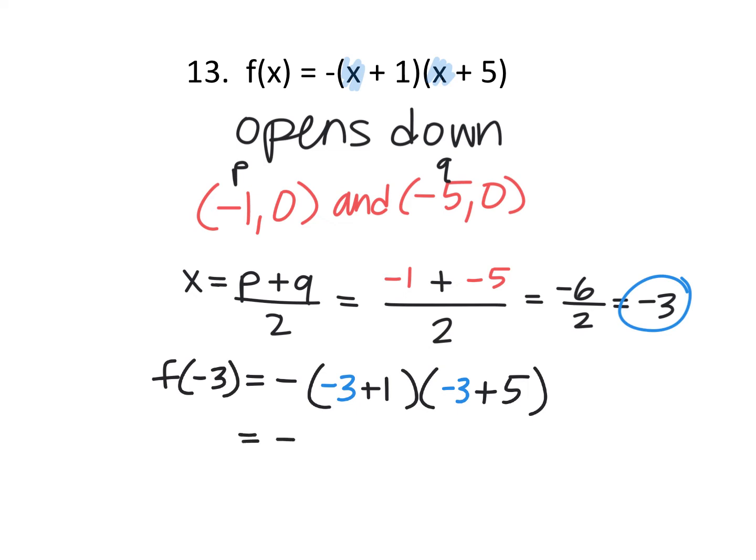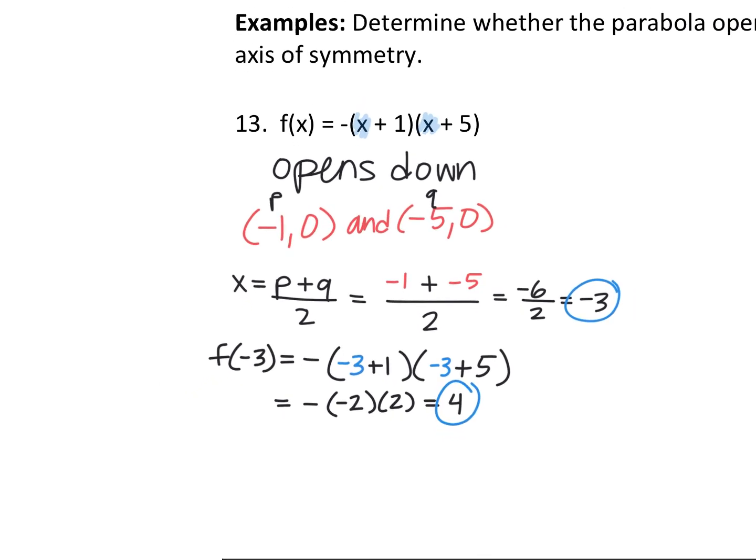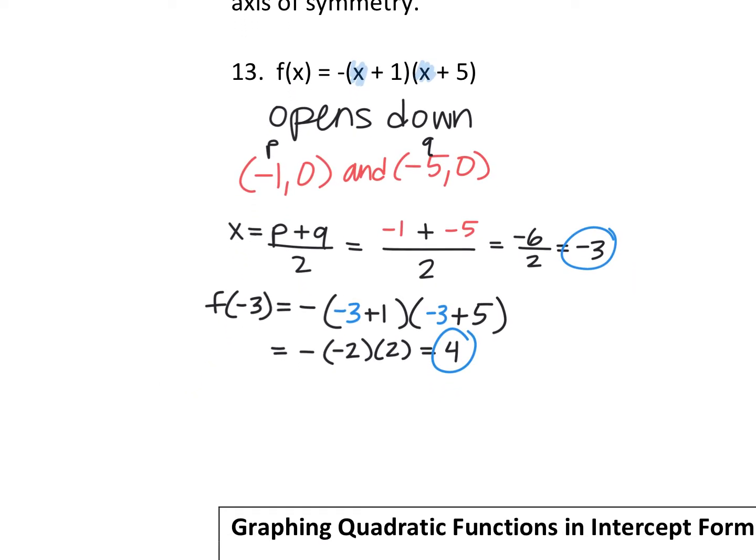So -3 plus 1 is -2. -3 plus 5 is 2. So maybe multiply your parentheses first, that's -4. And then you have a negative in front, so negative times a negative is a +4. Okay, you've got actually everything you need to graph this right now. So you have 3 points, we'll talk more about in a second.